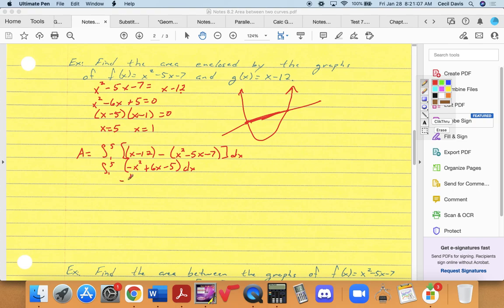So this would be negative 1/3 x cubed plus 3x squared minus 5x from 1 to 5. Let's see, that's negative 125 thirds plus 75 minus 25, minus negative 1/3 plus 3 minus 5.